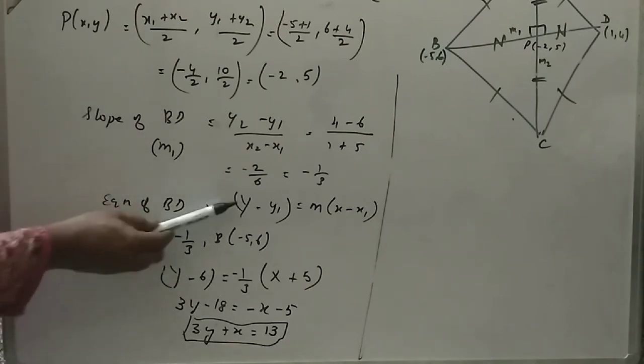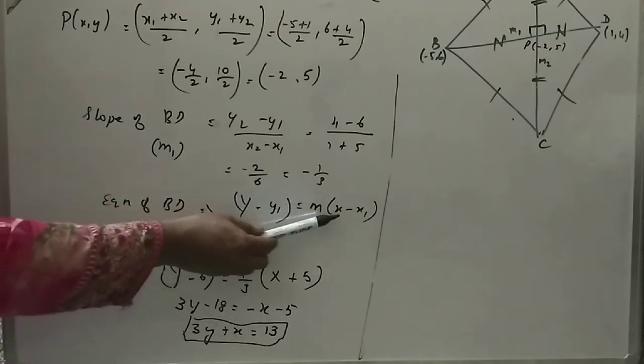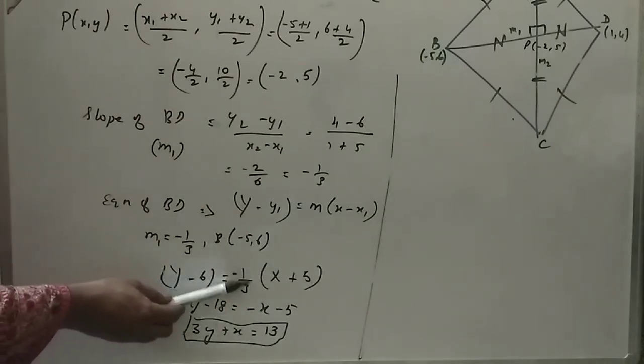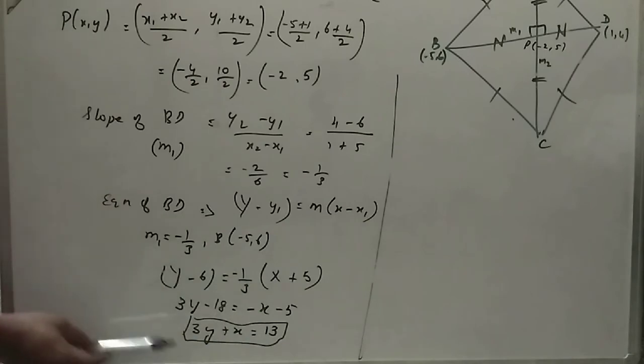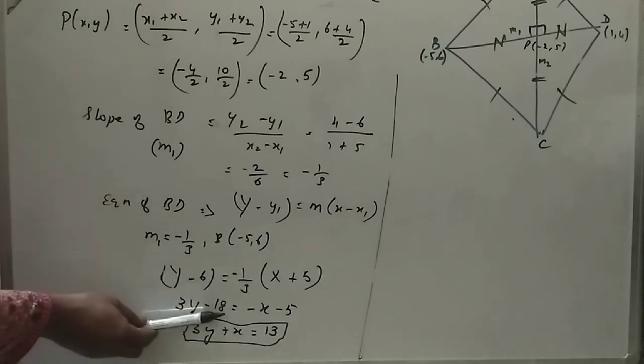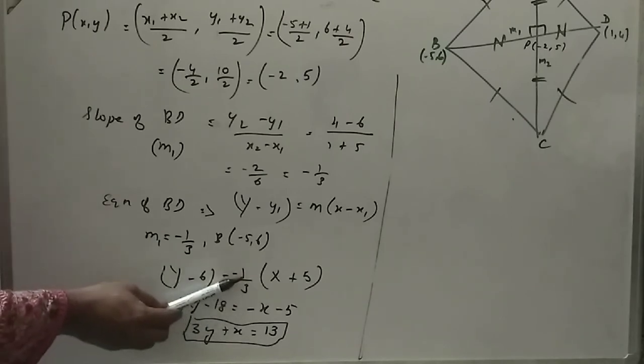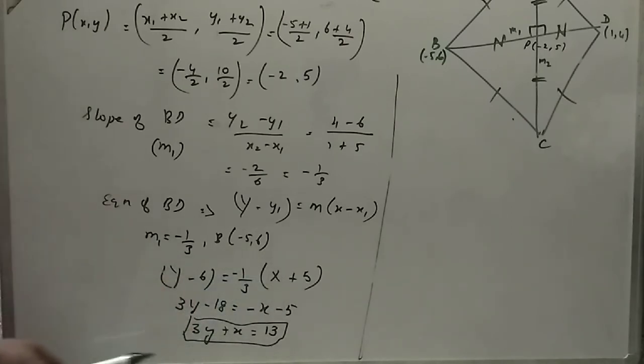So, you will write y minus y1 is equal to m into x minus x1. Therefore, y minus 6 is equal to minus 1 upon 3 into x plus 5. So, 3y minus 18, cross multiply, is equal to minus x minus 5. So, 3y plus x is equal to 13. What is the equation of BD? 3y plus x is equal to 13. Clear?